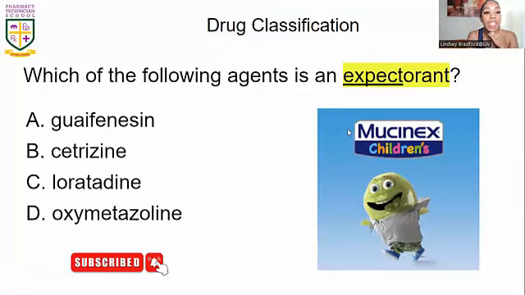When we think about an expectorant, we're going to think about guanfacine, letter A, guanfacine. And what are we expecting when they take guanfacine? We are expecting mucus to come up. What is guanfacine? An expectorant. Don't play with it, okay?